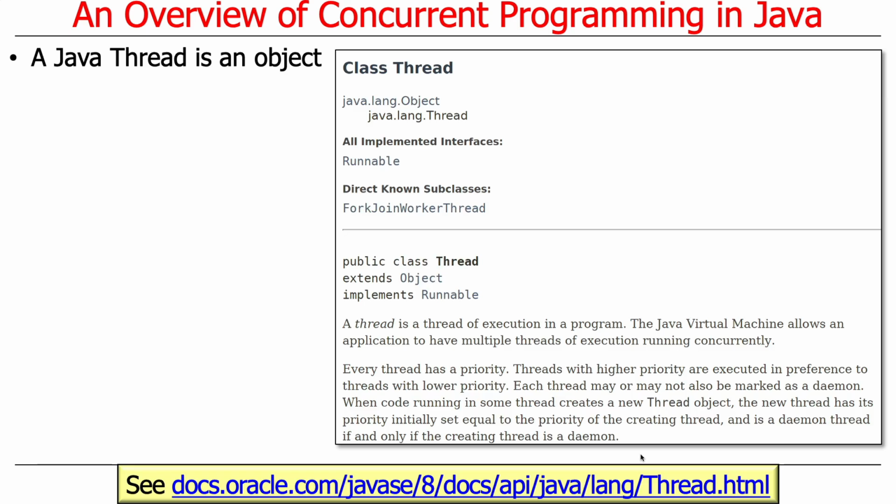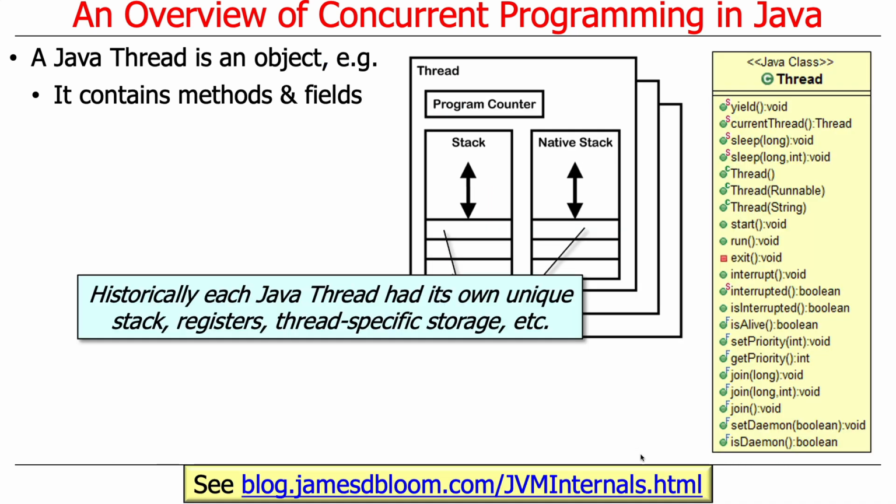So in classic Java, what is a thread? In classic Java, a thread is an object. Pretty much everything is an object in Java for the most part. And what does that mean? Well, it means it contains methods and has some fields. Now, you only see the public methods for a thread. Here's a summary of them in a UML diagram-like form. You don't really get access to any of its fields. And historically, each Java thread has a unique stack, which traditionally had a one-to-one mapping with an operating system thread. We'll talk a bit more about that in a second.